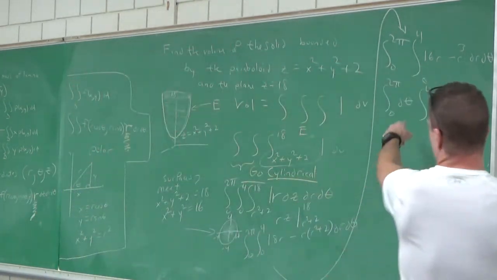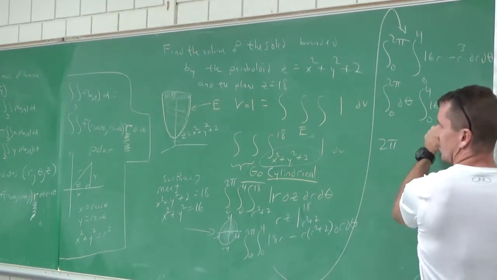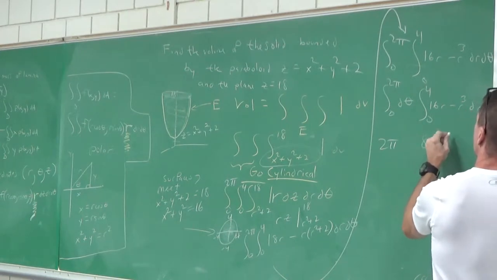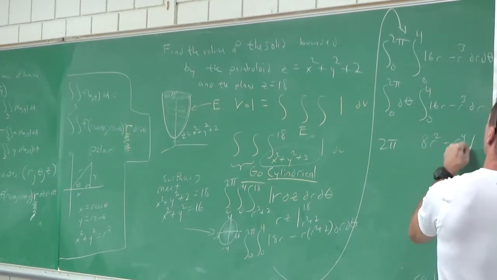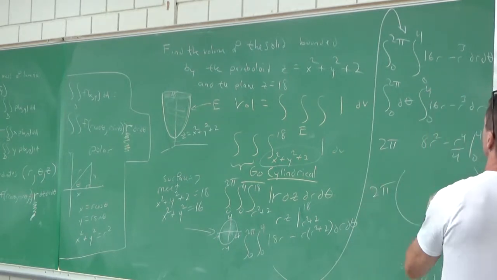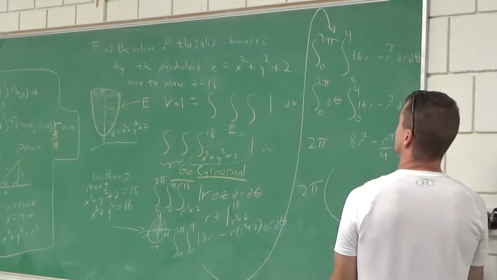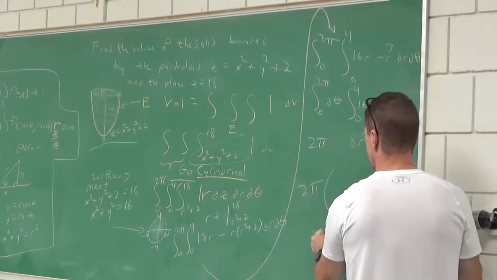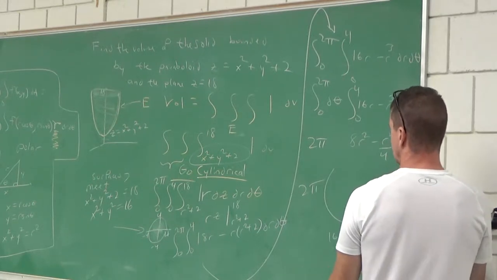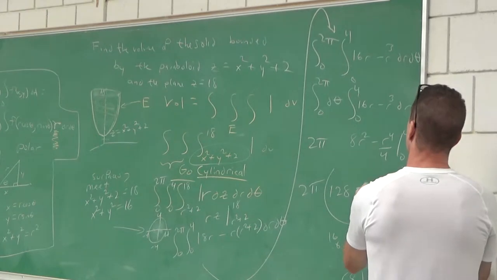Way easier. What's that integral? 2 pi, 16r squared over 2 minus r to the 4th over 4. Put a 0 and 4 there. So I get 2 pi times 16 times 8. 16 times 4 is 64. That's 128? Minus 64.